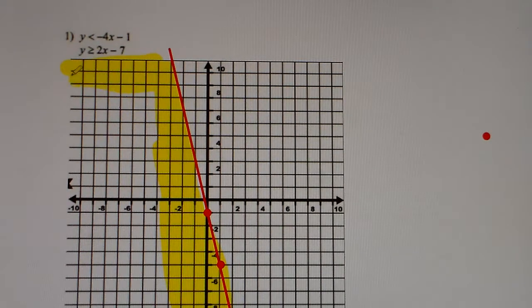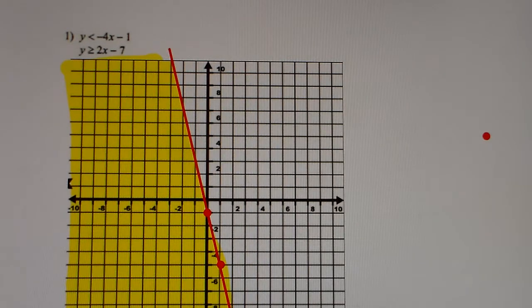I'm going to shade this first equation using the red line and the yellow shader. That's everything below, or everything less than negative 4x minus 1.